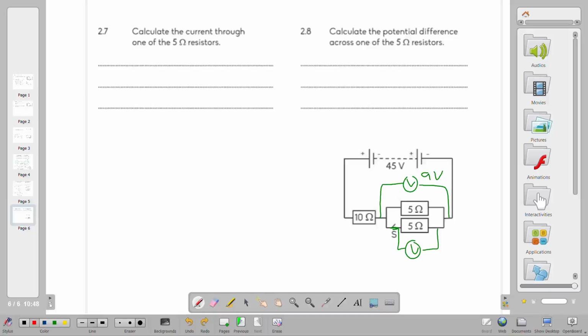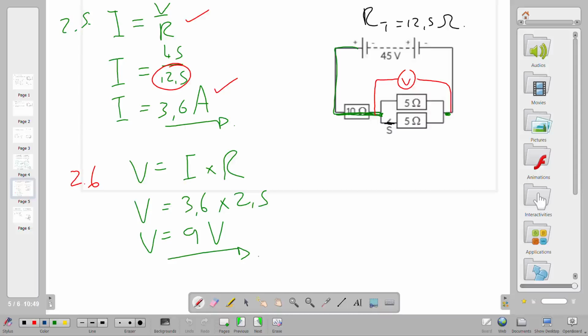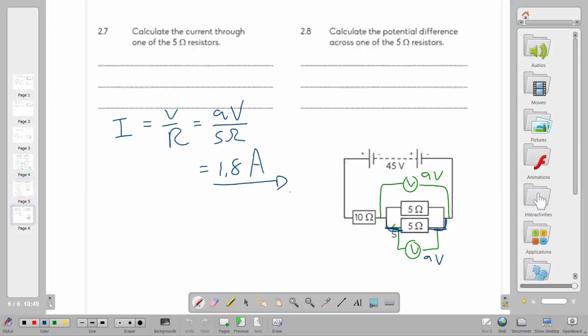Now they're asking me to calculate the current. Well, I equals V over R. What is the voltage? It's going to be 9 volts over any of them, since we calculated it in the previous question. And what's the resistance in this branch? It's 5 ohm. So 9 over 5, 1,8 amps. And what do we see? That's actually half of the current that we had. It was 3,6 amps. Since both of these resistors are the exact same size, the current halves. But you can also calculate it with a formula.